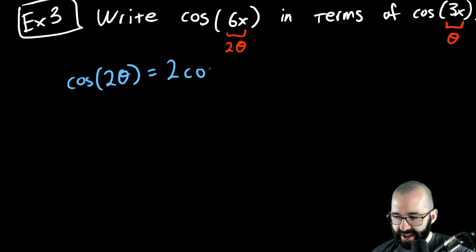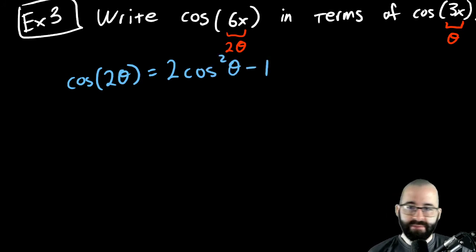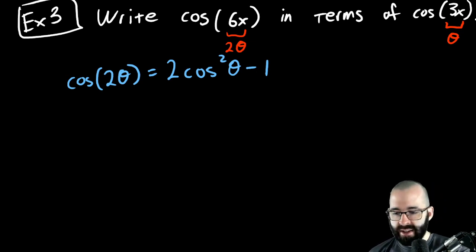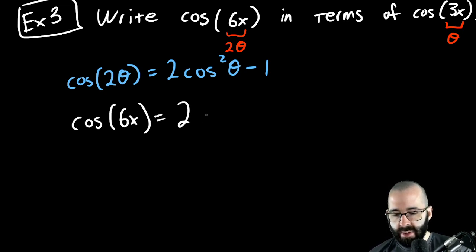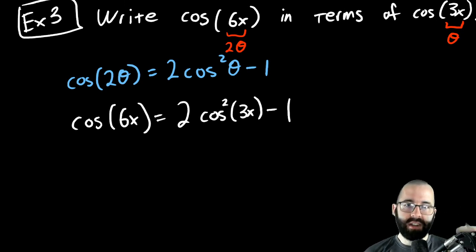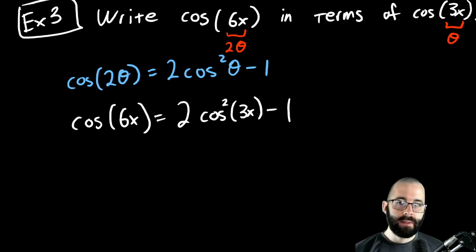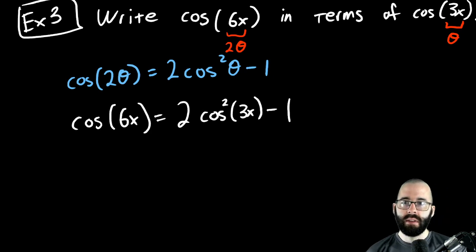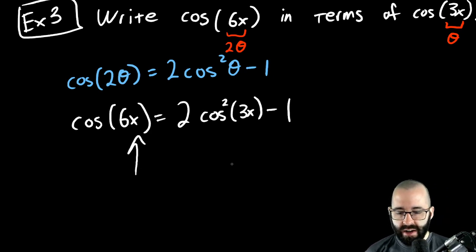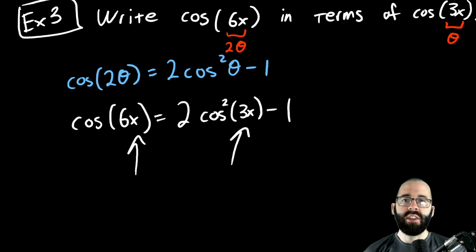Wait, I always get these mixed up. So again, if 2 theta is 6x and theta is 3x, then this just gives us that the cosine of 6x is double the cosine of 3x squared minus 1. And we've done exactly what the problem asked us to do. It doesn't matter what these are. What matters is that the thing on the left is double the thing on the right.